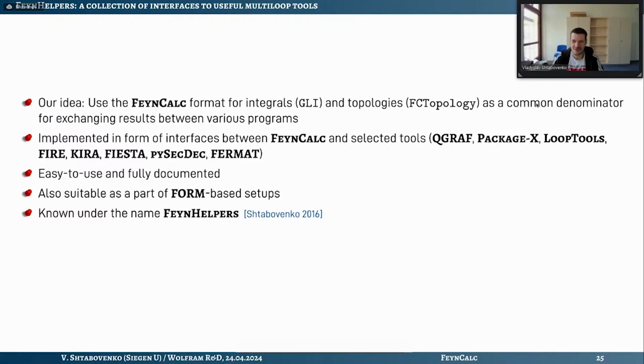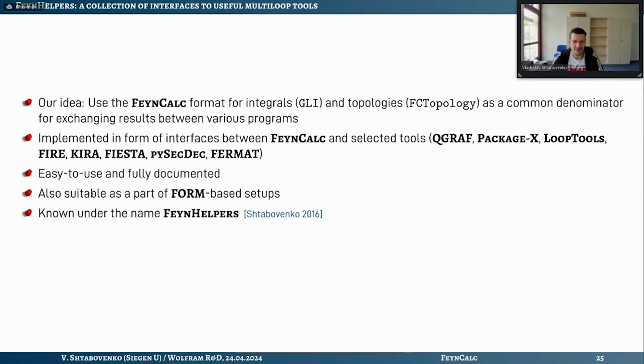And so then the idea was to use FeynCalc as a sort of common denominator, because now we have this format for integrals and topologies to be able to exchange results between these different programs. And the idea was basically at this point to include interfaces to the tools that personally I found particularly useful when doing my research, namely the packages called QGraf for the diagram generation, Package-X for analytic calculations of one-loop integrals, LoopTools for numerical evaluation of one-loop integrals, and then FIRE and KIRA for IBP reduction, FIESTA and pySecDec for numerical evaluation of loop integrals, and Fermat for solving of linear equations symbolically.